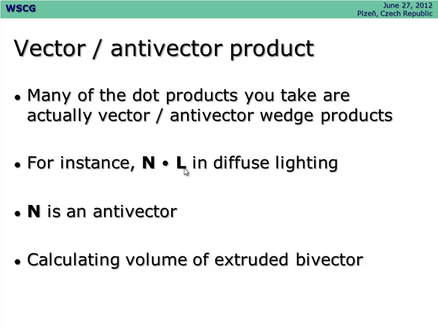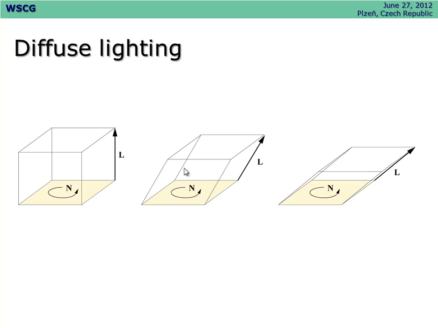Like I was talking about earlier, your normal vectors are really bivectors, or in three dimensions, that's an n minus one vector, so I just call it an anti-vector. And when you're taking the product n dot l, you're calculating the volume of an extruded bivector along the direction of l, like in this picture. So if l is perpendicular to the surface, then you get your full volume, and that's where you have the brightest lighting. And then as L becomes more oblique, then this volume that we would compute with the N wedge L becomes smaller and smaller. And that pseudoscalar value that you get out of it multiplies into your lighting equation and makes the surface darker.